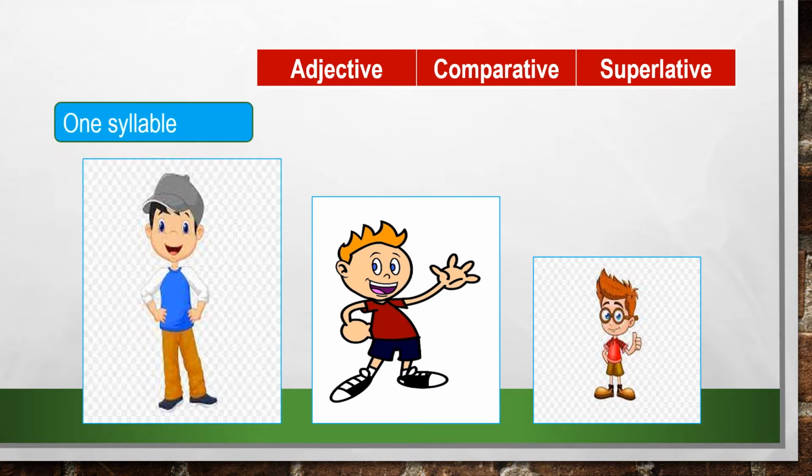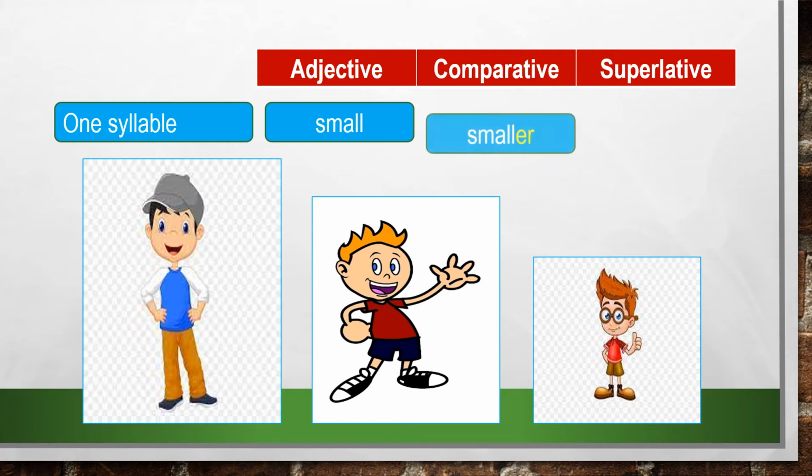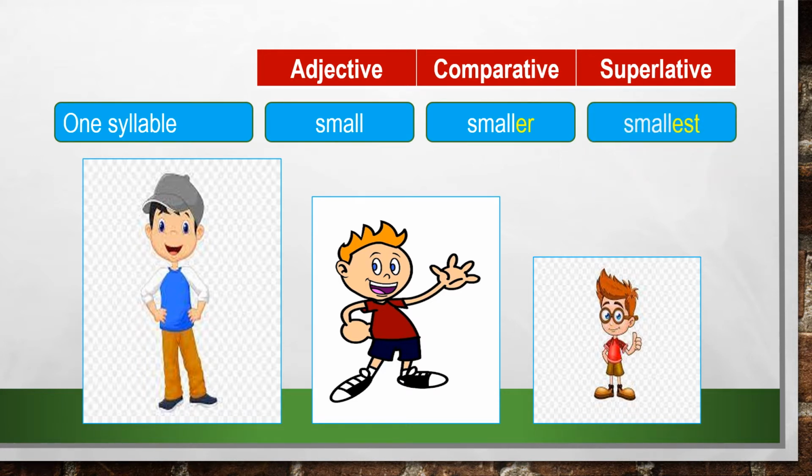For one syllable adjectives, the rule is to add er when forming the comparative adjective and est when forming the superlative. Untuk adjektif yang hanya ada satu suku kata, peraturannya mudah, hanya tambah er untuk membentuk comparative dan est untuk membentuk superlative. For example, small. The comparative adjective is smaller, so we add er to the end. And the superlative adjective is smallest. We add est to the end.